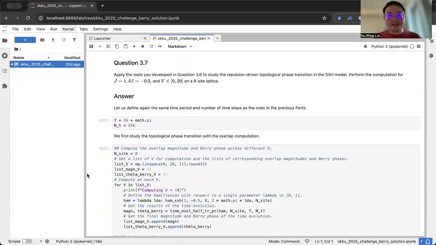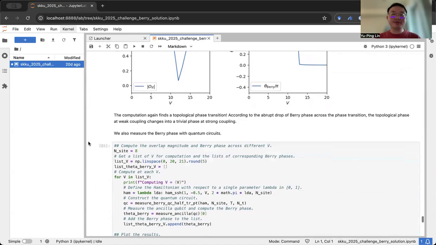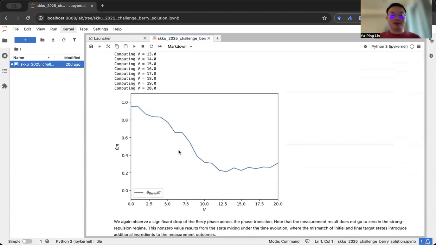And in question 3.7, I want you to study the case where we now have non-zero interaction. Here we will start from a non-interacting topological phase in the negative delta J region, and we turn on the interaction and see if we can see a topological phase transition. So indeed, we can see a topological phase transition. In the small interaction regime, we have the non-trivial phase, and in the strong interaction regime, we have a trivial phase where the Berry phase goes to 0. And we can see that there is a significant drop of the overlap across the phase transition.